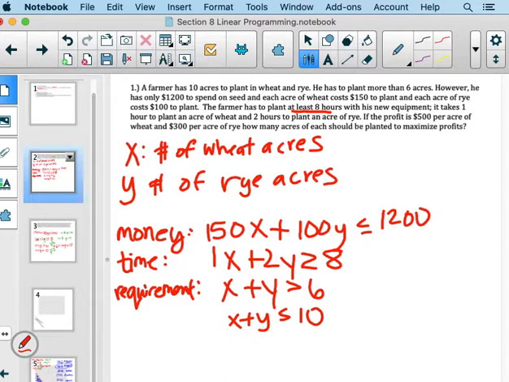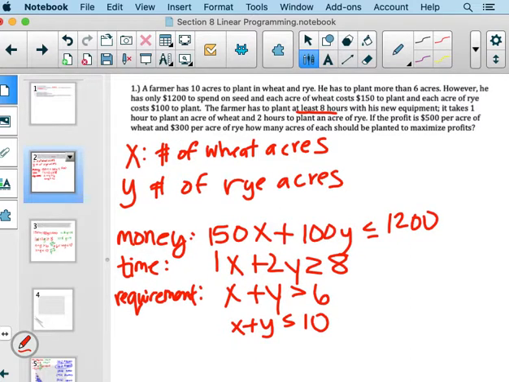So on the first 2 inequalities, for time and money, we need to be finding intercepts. Okay? So go ahead, please, and find your intercepts for those first 2 inequalities. So if I plug in 0 for x, I would take 1200 divided by 100, plug in 0 for y, I'm going to take 1200 divided by 150.